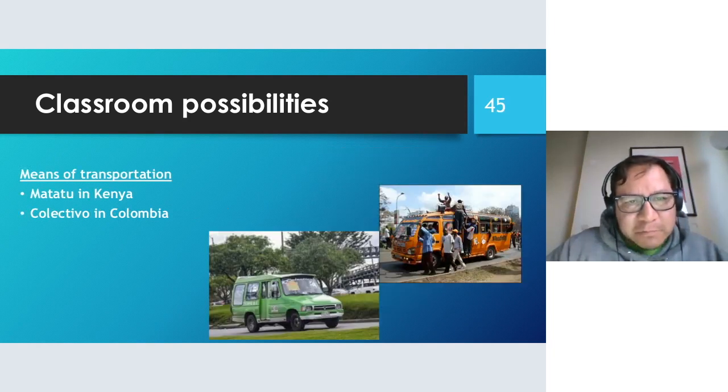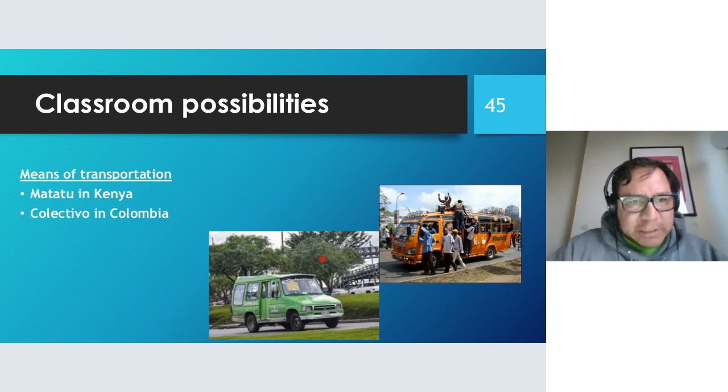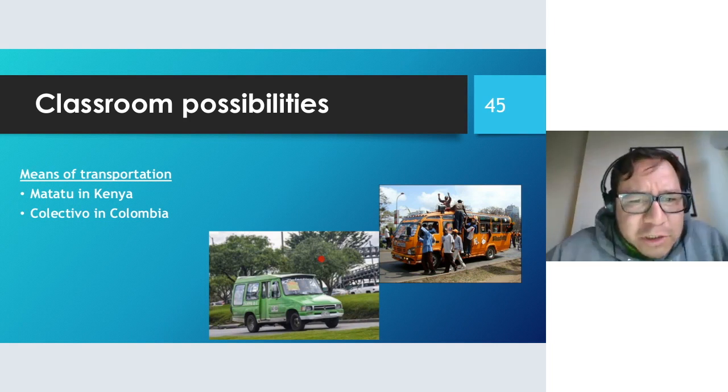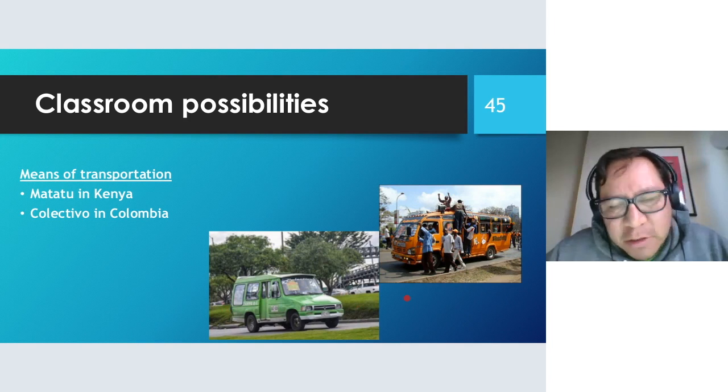Another example of classroom possibilities is transportation, means of transportation. We have Kenya here, Matatu, and then in Colombia we have Colectivo, right? And you can keep talking about all of these types of different transportation depending on where people are coming from. But what I'm trying to bring here is to dig into some conversation related to class and classism. Ask questions about why people take these means of transportation and why other people don't take them.